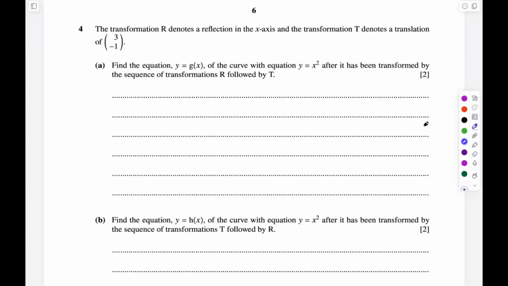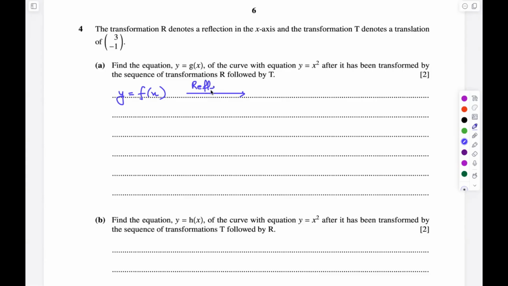In question 4, R denotes a reflection in the x-axis and the transformation T denotes a translation of vector (3, -1). In part A, we have to find the equation y equals g of x of the curve with the equation y equals x squared after it has been transformed by the sequence of transformations R followed by T. Now let's say if we have an equation of the form y equals f of x and there's a reflection in the x direction.